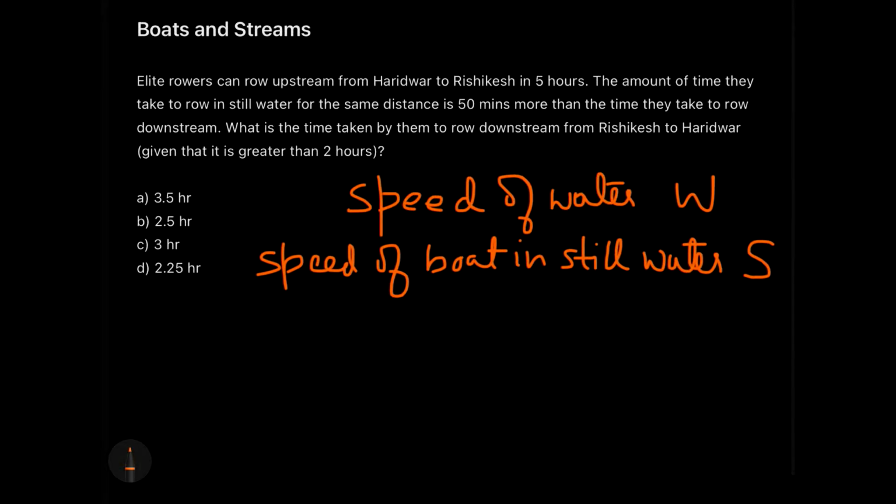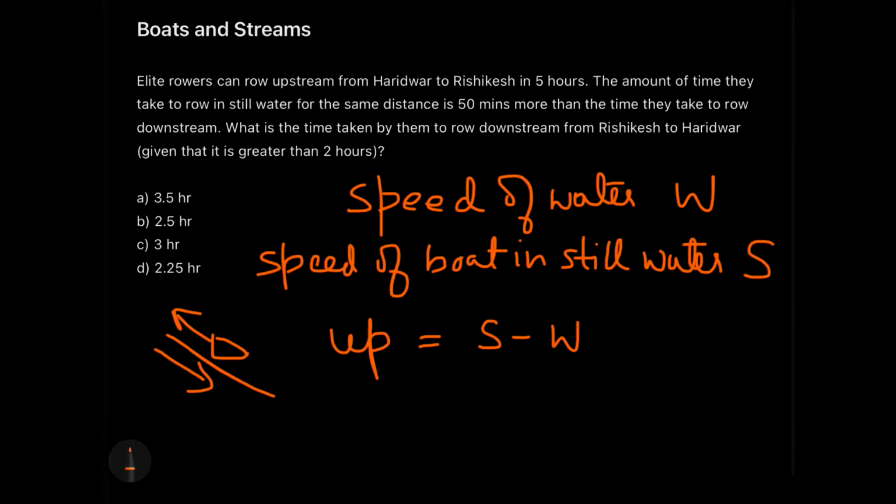Now, based on these two pieces of information, we can calculate the upstream speed and the downstream speed. It's quite obvious that if something is going up against the stream, the water is going down and you are going up. This is called upstream, and you are traveling in the opposite direction of the water. So there will be some friction, some opposing force, and this gives rise to the upstream speed, which is S minus W, where you subtract the speed of the water.